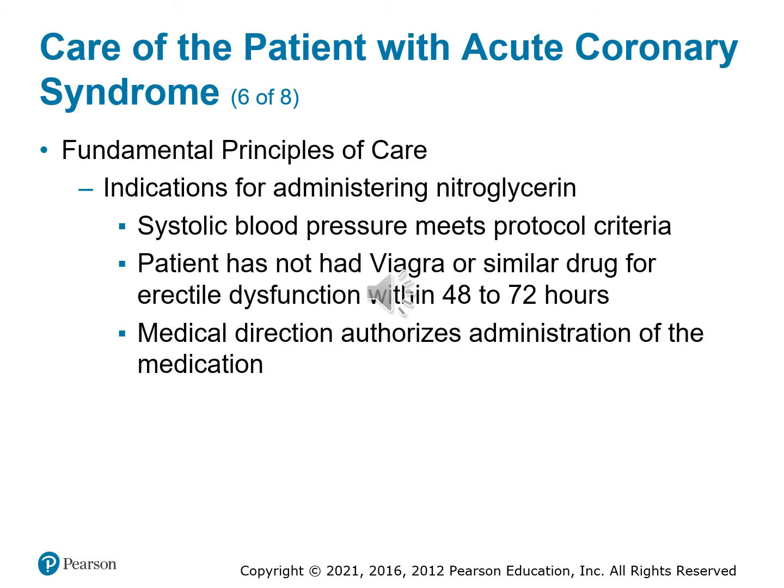When we are going to administer nitroglycerin to a patient, there are a few things that we have to be sure of before we administer it. Obviously, if they were to have an allergy, we should not administer it to the patient. Their systolic blood pressure must meet your protocol criteria. Typically, that is to say that they have a systolic blood pressure of 90 or more. Remember, systolic is the top number of your blood pressure.